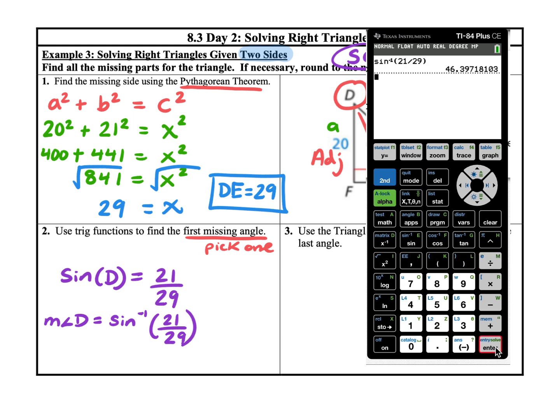And if we hit enter here, we get 46.397, and we're going to be rounding to the nearest tenth, which is 1 decimal position. The 9 in the second decimal position makes it round up. So it'll become 46.4 degrees. So that is the measure of angle D equals 46.4 degrees.